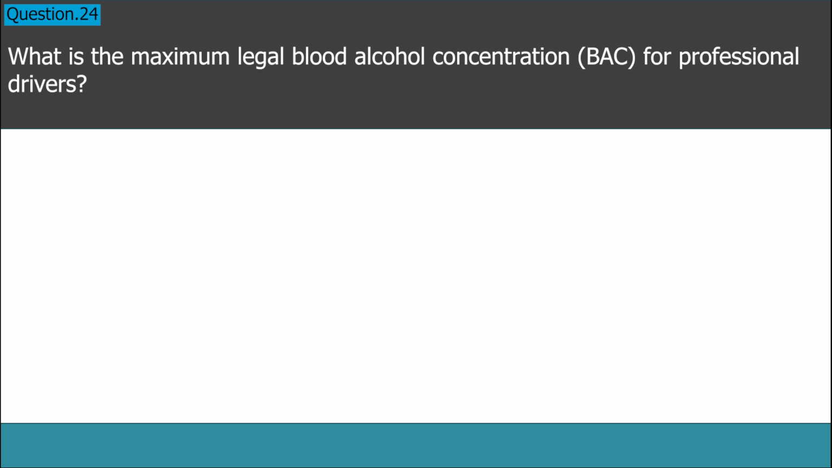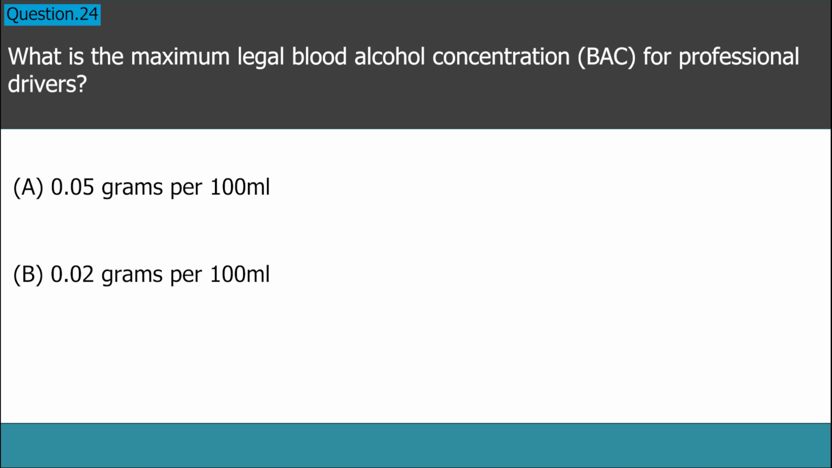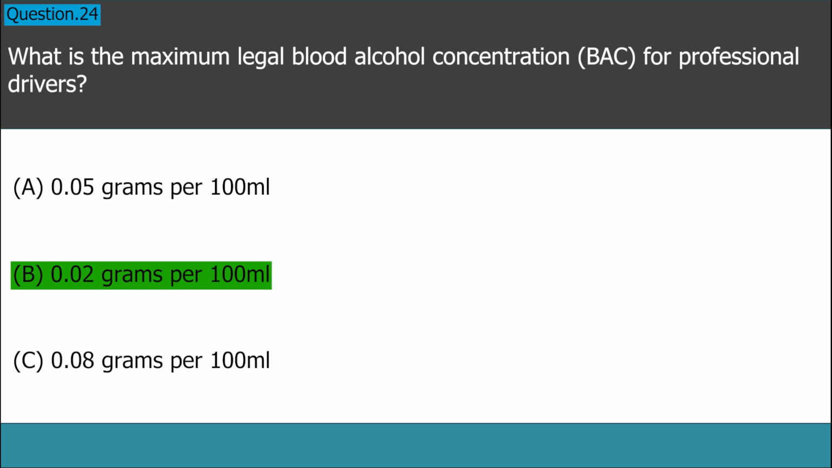What is the maximum legal blood alcohol concentration, BAC, for professional drivers? A. 0.05 grams per 100 milliliters. B. 0.02 grams per 100 milliliters. C. 0.08 grams per 100 milliliters. Answer: B. 0.02 grams per 100 milliliters. The lower limit for professional drivers is to enhance safety standards.